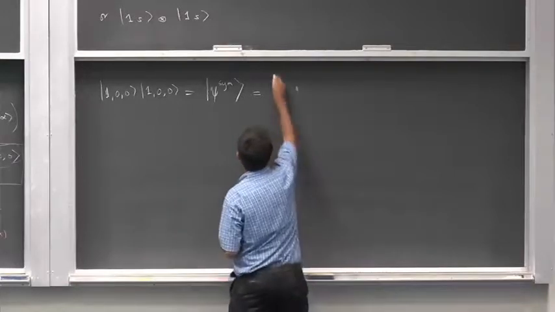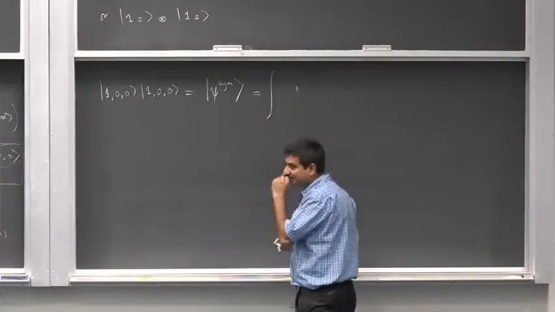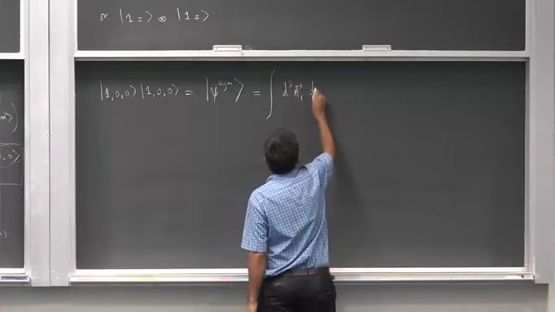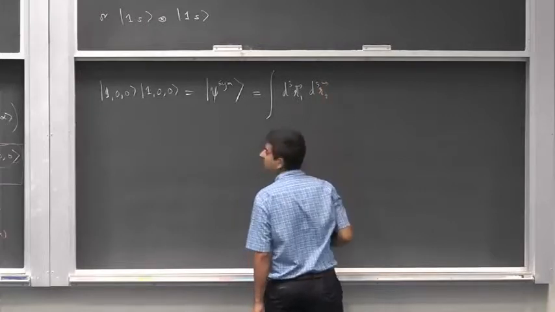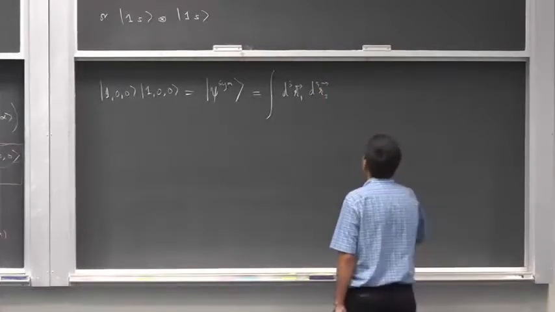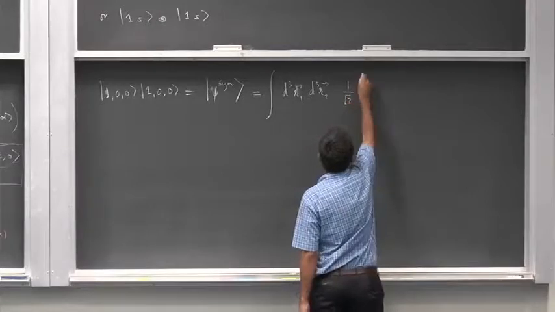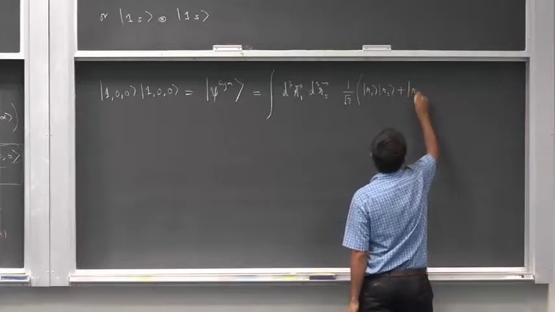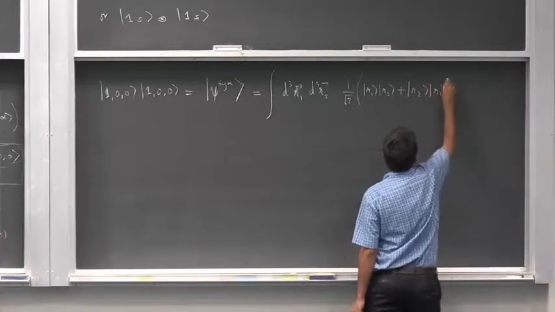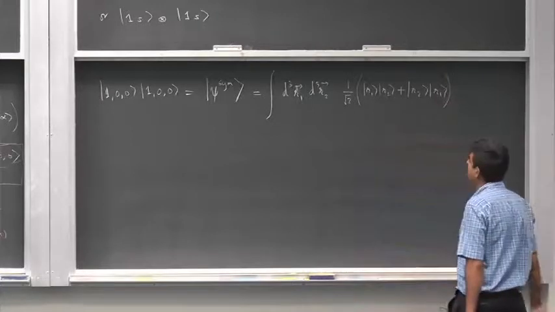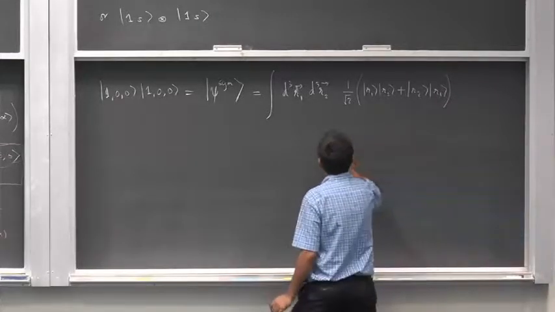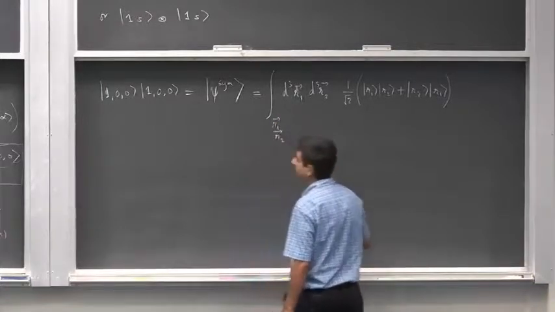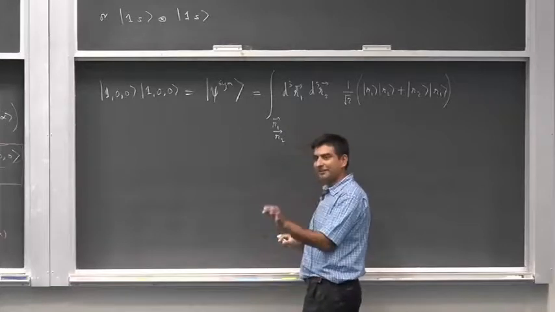So what I would like to do, I would like to write this as an integral d cube r1 d cube r2, 1 over under root 2, R1 R2 plus R2 R1, and I integrate over R1 and R2 vectors. These are position vectors, and each of these vectors has an R, theta and phi component.